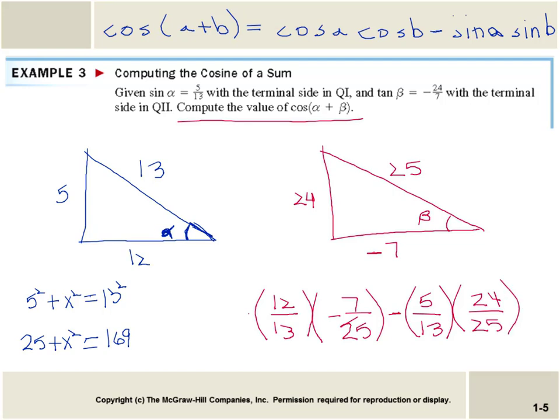Let's see. 84 minus 120 over, let's see, 12 times 25 is 325. Anybody with a calculator is more than welcome to check. So this is 636 over 325. Is that right?